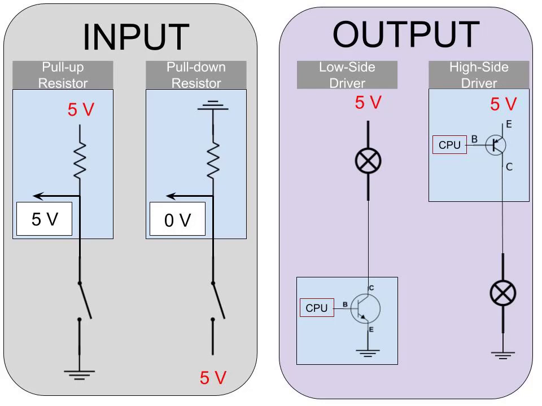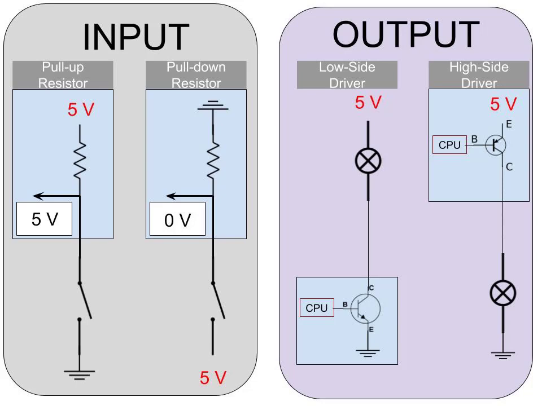All right, let's talk about inputs and outputs. These are inputs and outputs to a computer. So on the left, I have the inputs. There's a pull-up resistor and a pull-down resistor. We'll get into the details here in a second. And on the right, I have output. This is a low side driver and a high side driver.